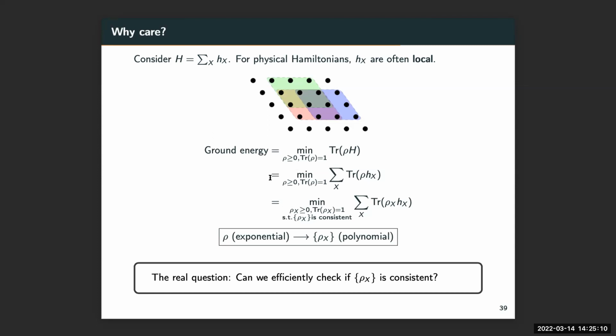Yes. But isn't this ground state problem QMA complete? Yeah. So as I said, this is not going to work. Yeah, but I'm just trying to motivate this. The real question is, can you actually efficiently check that these are consistent? So that's the real problem.